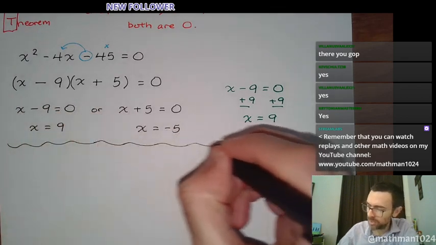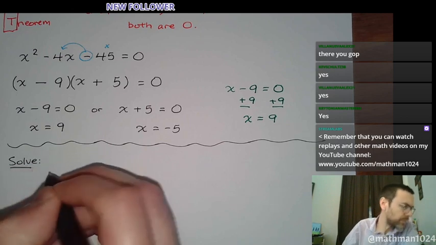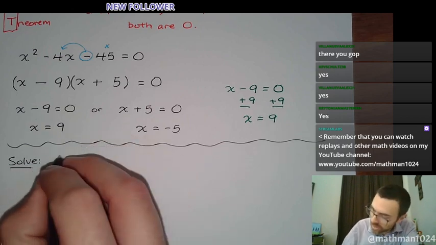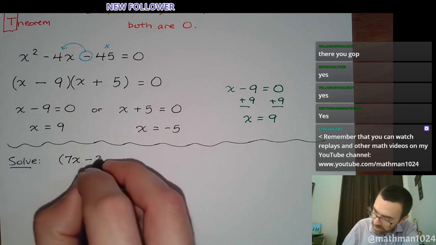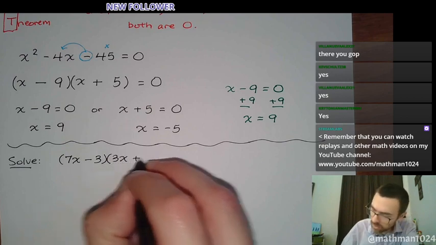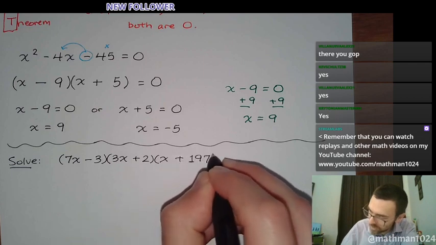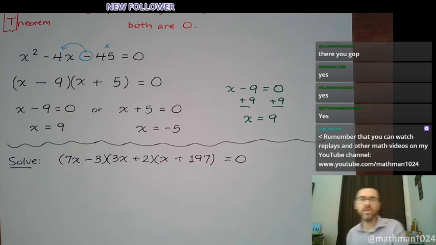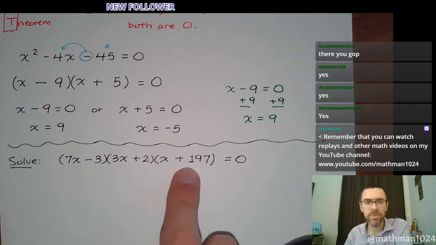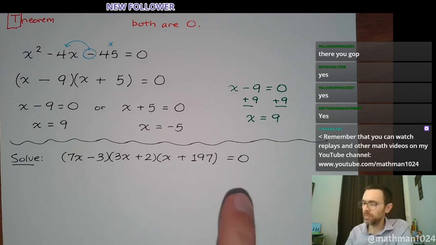Now, here is a problem that's very similar to what you saw on your first test. Let's take 7x minus 3 times 3x plus 2 times x plus 197 is equal to 0. So we have some big nasty product and it equals 0, where the good thing for us is that it's already equal to 0 and it's already factored.